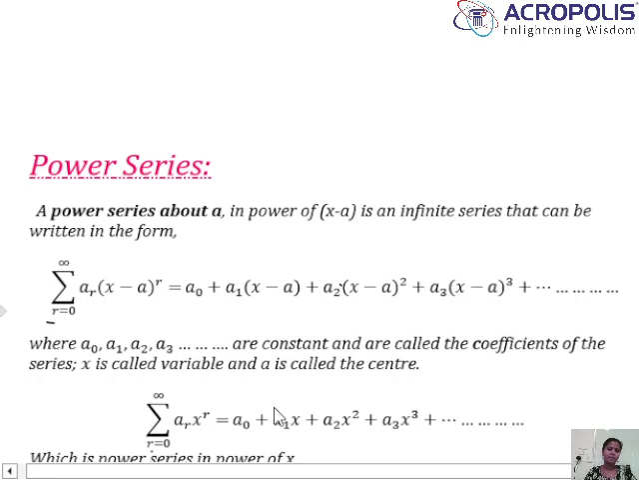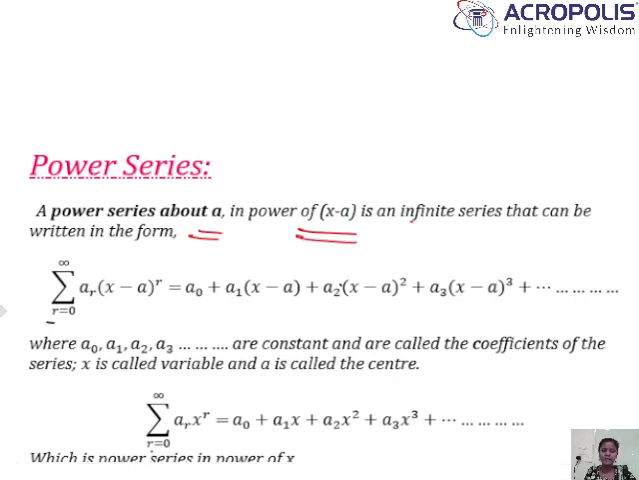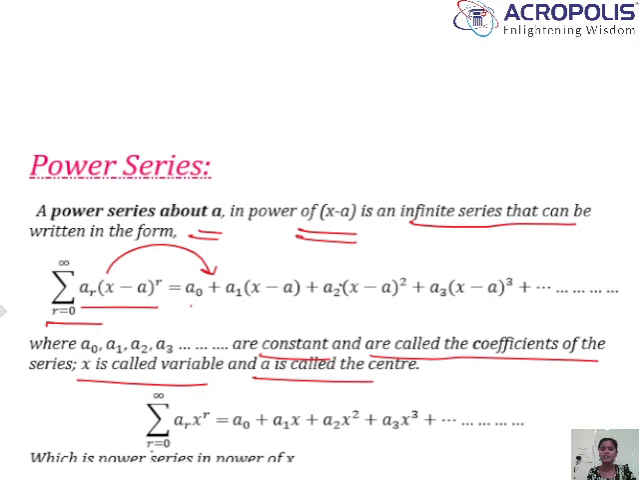As you know, a power series about a can be written in the expansion of ascending powers of x minus a. This is an infinite series that can be written as summation r equal to 0 to infinity a_r (x minus a) to the power r. The expansion of this summation is a naught plus a1 (x minus a) and so on up to infinity, where a naught, a1, a2 and so on are all constants, called the coefficients of the series, and x is called the variable and a is the center.